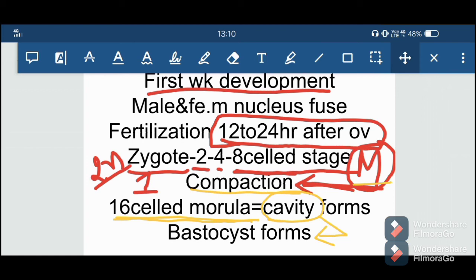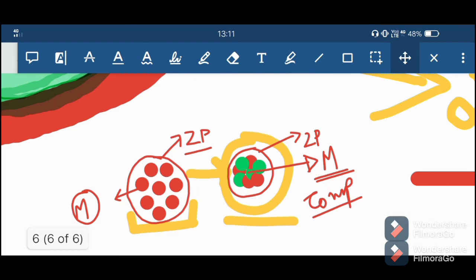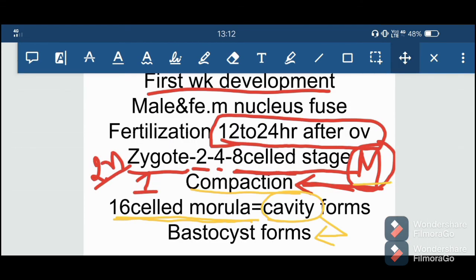The zygote is formed, which is at the one cell stage and diploid. It undergoes mitosis and forms the two cell stage, then the 4 cell stage, and then the 8 cell stage. The 8 cell stage is called the morula. The morula undergoes compaction. Compaction means the formation of tight junctions in the cells. After compaction, the morula enters the 16 cell stage. In the 16 cell stage, the morula has an outer cell mass and an inner cell mass. This is called the advanced morula.